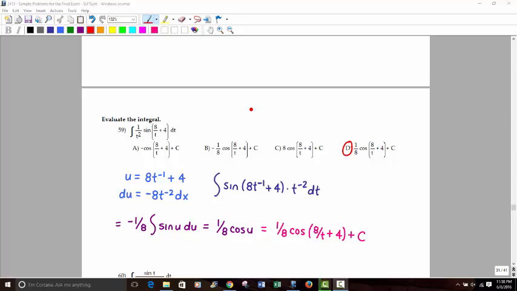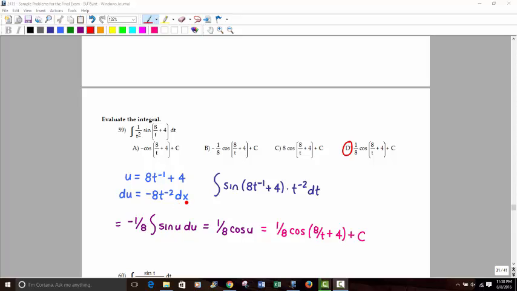Number 59, this integral will require substitution. You let u equal what's on the inside of the parentheses here, which is 8t plus 4, which you see I went ahead and just brought up the exponent for the t. Take the derivative of that, which would be negative 8t, negative 2 dx.